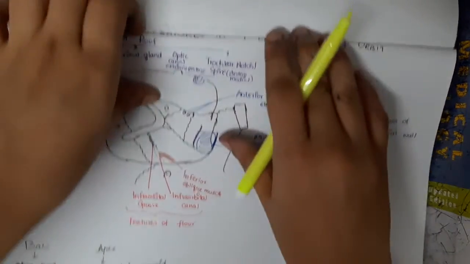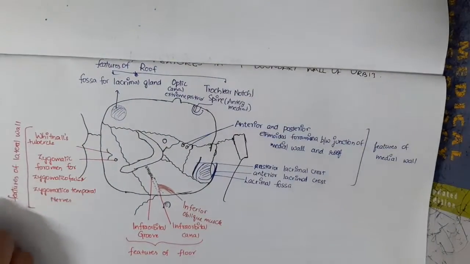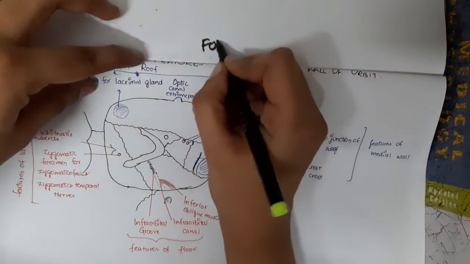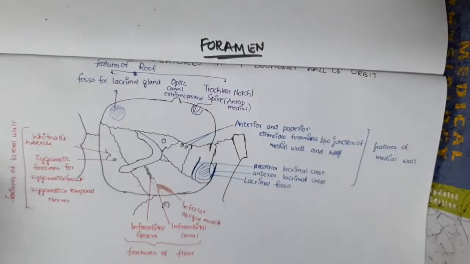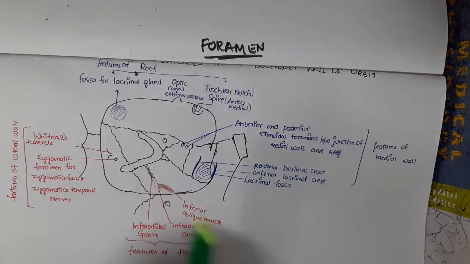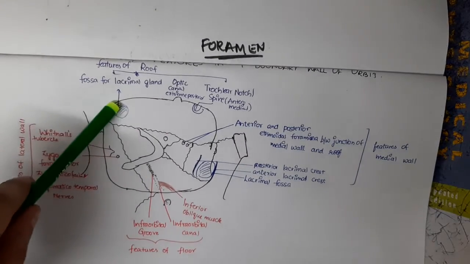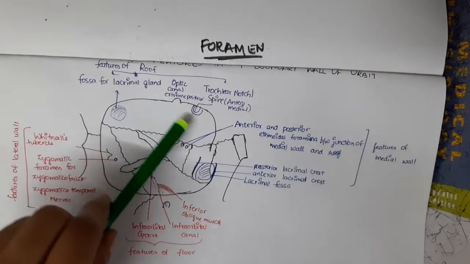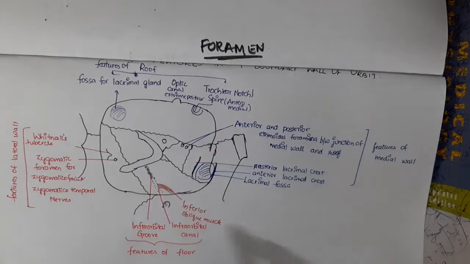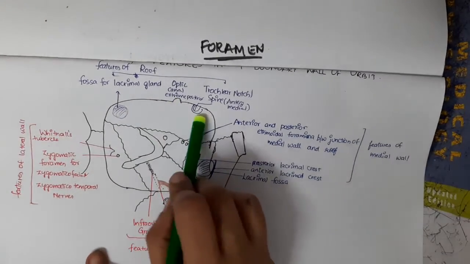Then if you see foramina now, what are the different foramina which are present in the orbit, or fissures also you can say. So in the roof you will have a fossa for the lacrimal gland, then you will have the optic canal and the trochlear notch. In the roof you have the lacrimal fossa, optic canal and trochlear notch.